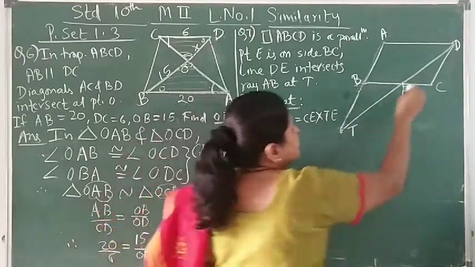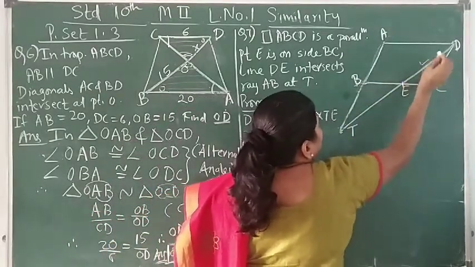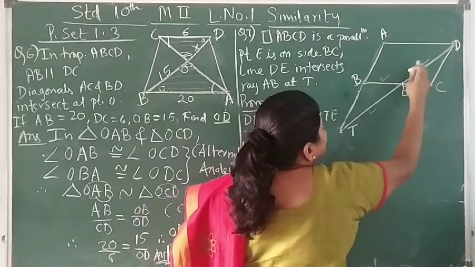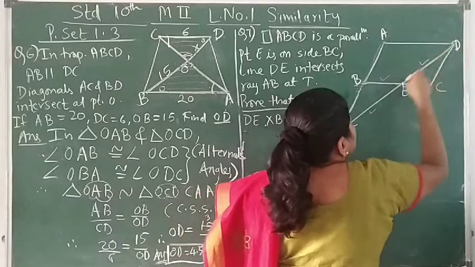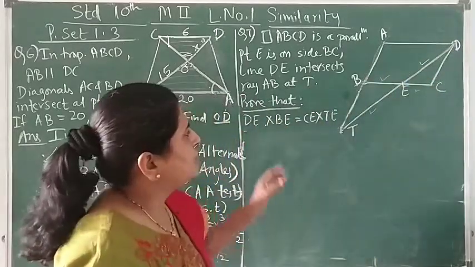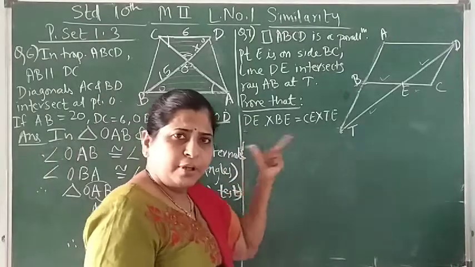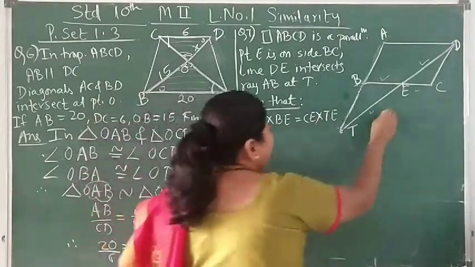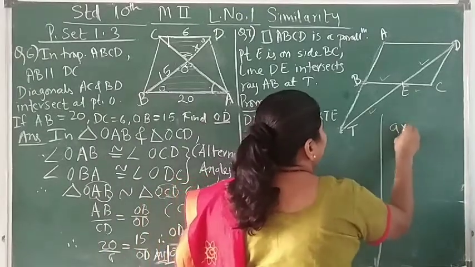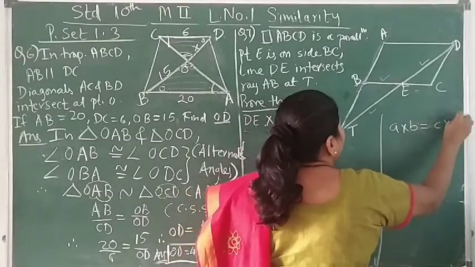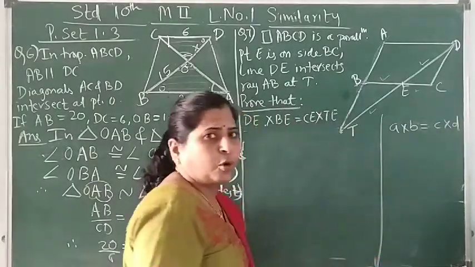Okay, so we can see that DE, BE, TE, CE, these are the sides of these two triangles, CDE and BET. Now related to these two triangles, we do not have any property which can give us, say, A into B is equal to C into D. So we never have such a property. But how can we get this product?